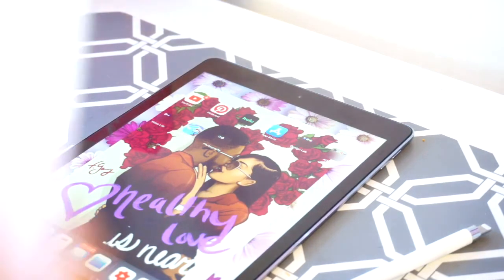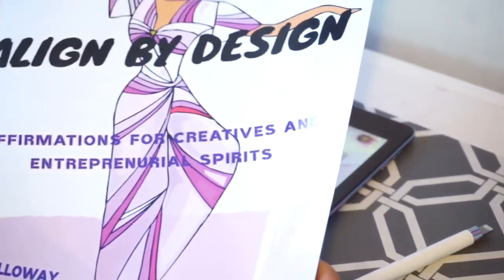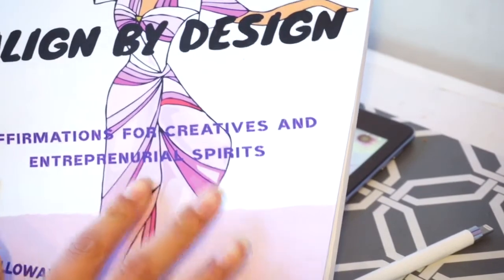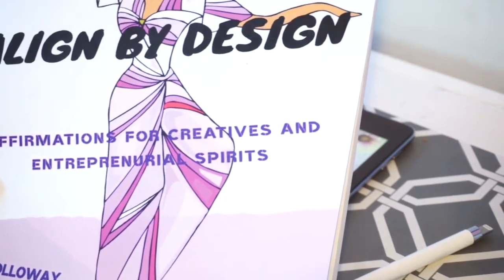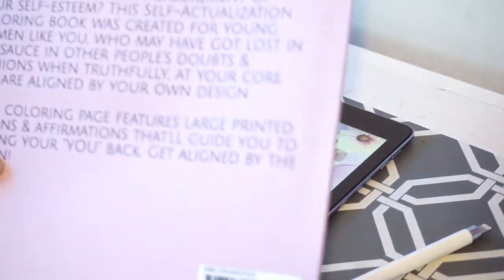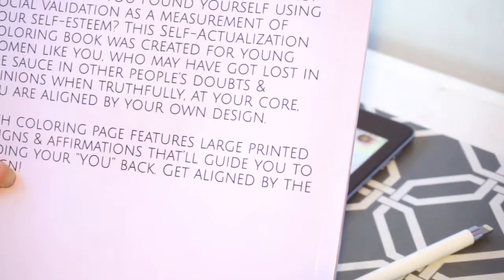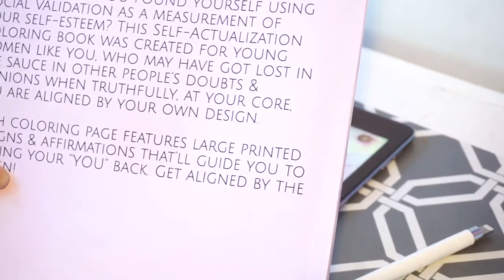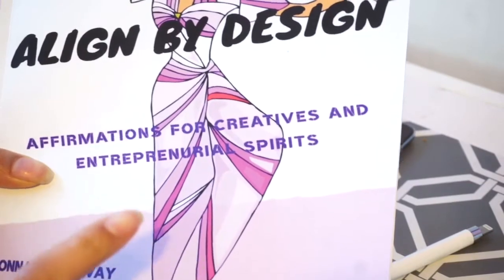By the way, I have created this here. This is my coloring book that I created from Procreate. Okay, I drew all of these from Procreate. It's called Aligned by Design, Affirmations for Creatives and Entrepreneurial Spirits. On the back of here, I have a synopsis of what this coloring book was meant for. And I will have a separate video explaining this, going into depth, now available on Amazon.